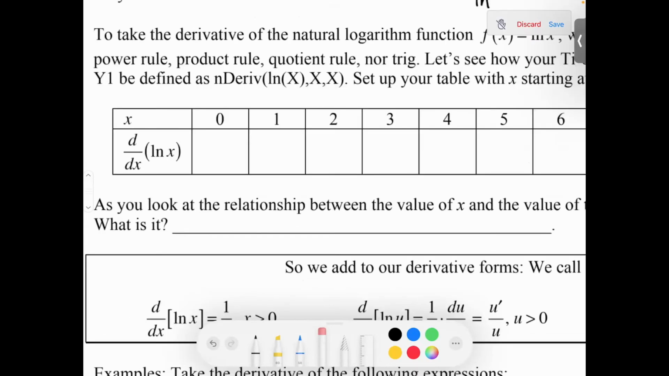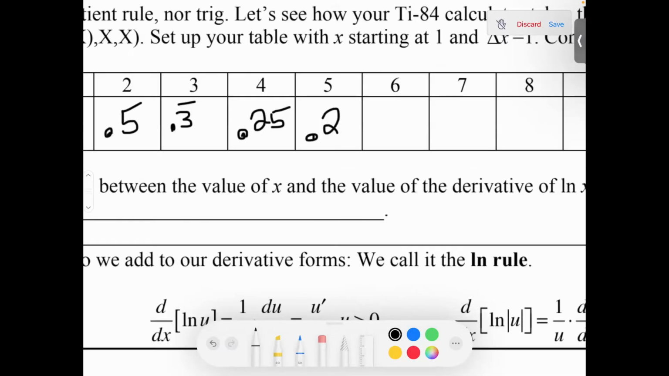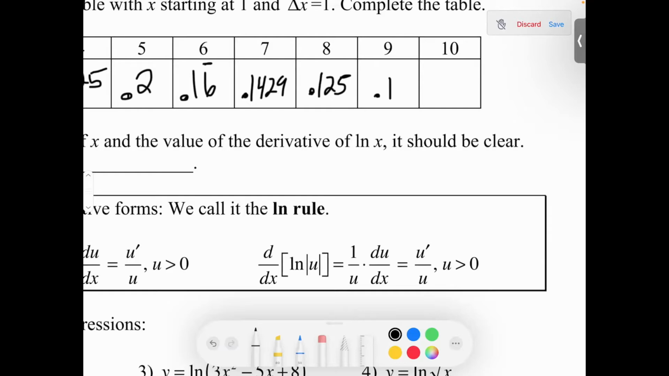All right, so looking at the table, I have it pulled up on my calculator here. ln of 0 does not exist according to my calculator. ln of 1 is 1. ln of 2 is 0.5. ln of 3 is 0.3 repeating. ln of 4 is 0.25. ln of 5 is 0.2. ln of 6 is 0.16 repeating. ln of 7 is 0.1429. ln of 8 is 0.125. ln of 9 is 0.1 repeating. And ln of 10 is 0.1.